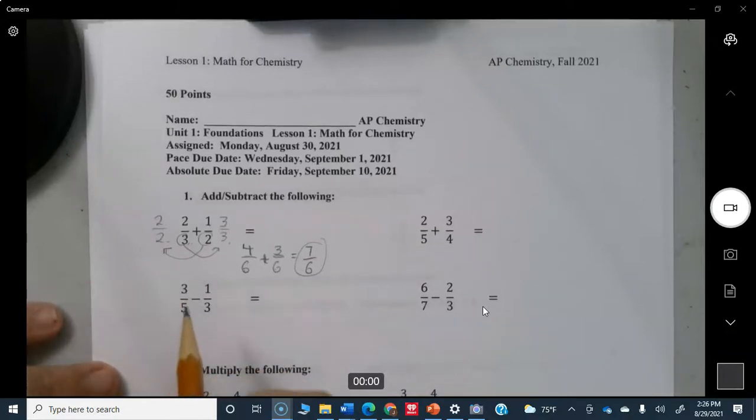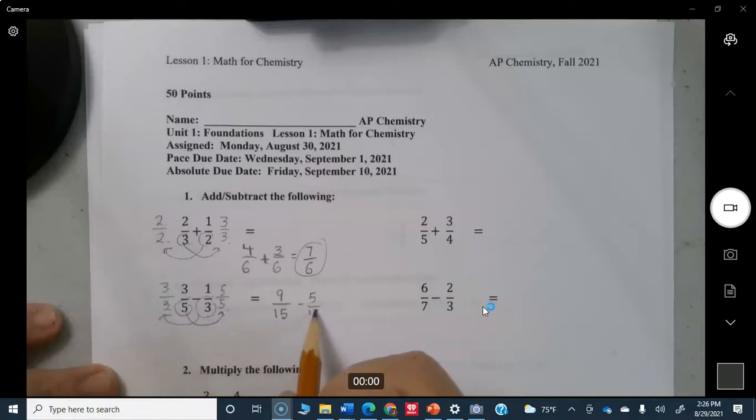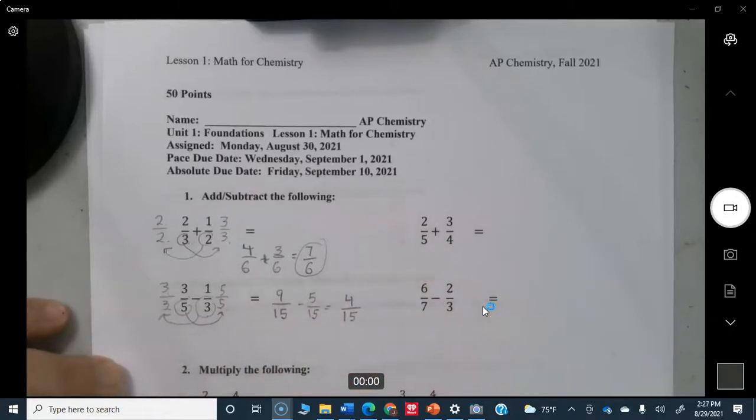All right, same thing here. 3 times 3 is 9. 3 times 5 is 15. 1 times 5 is 5. 3 times 5 is 15. So you have a common denominator, and 9 minus 5 is 4 over 15. You don't change the denominator in these. Okay, so I'll leave these two for you to do on your own.